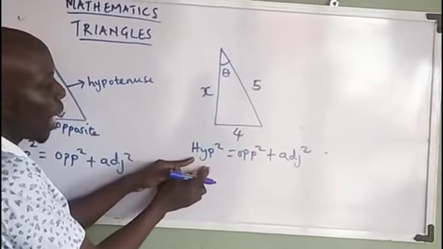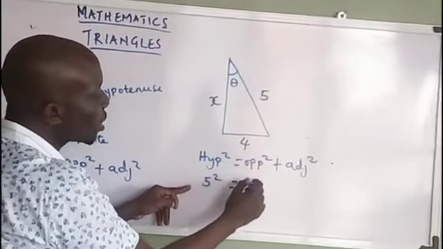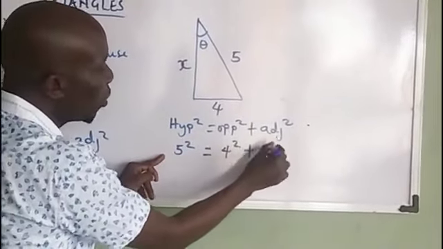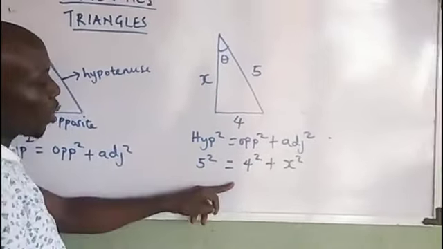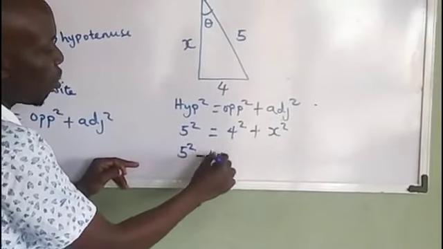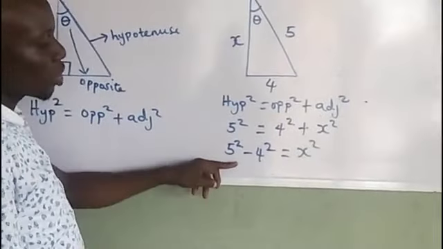What is the square of the hypotenuse? 5 squared equals our opposite, which is 4 squared, plus our adjacent, which is unknown, x squared. Then we are going to have 5 squared minus 4 squared equals x squared. Is that clear now?